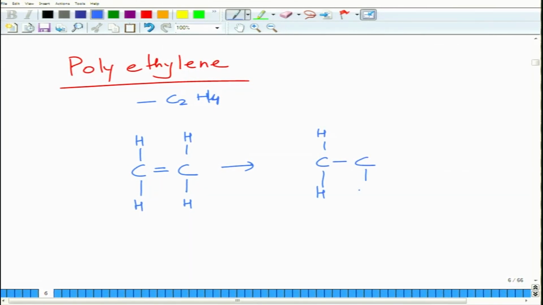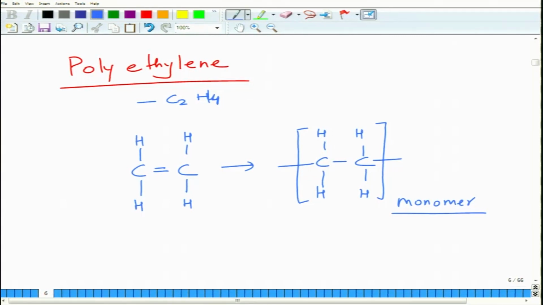H H H, and now it is open to react on both the sides. It's open to accepting a neighbor on each side, and this is called a monomer or a mer unit of polymer.